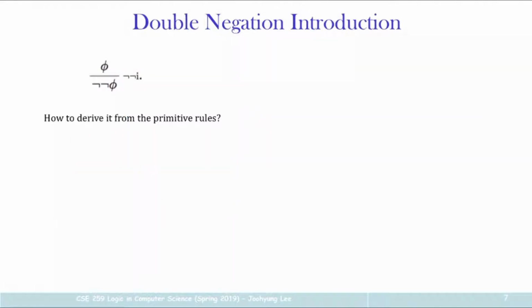The other rules were double negation. One of the others was double negation introduction. Suppose this rule were not given to you before. Suppose you know phi is true, and you have to derive not not phi. But suppose you don't have the double negation introduction rule. How can you derive it using the other rules that you already know?